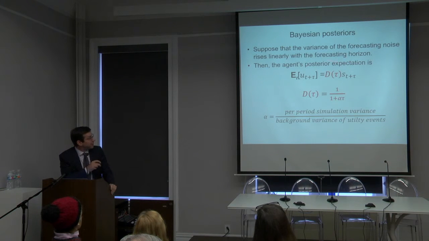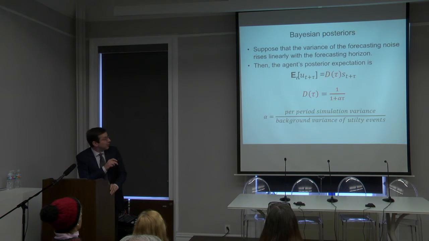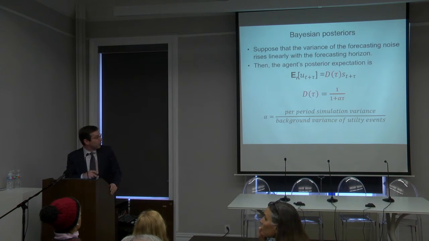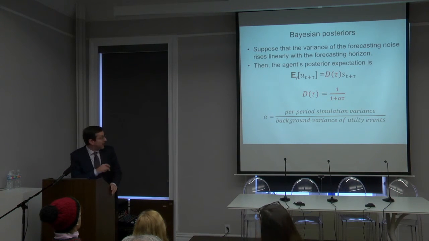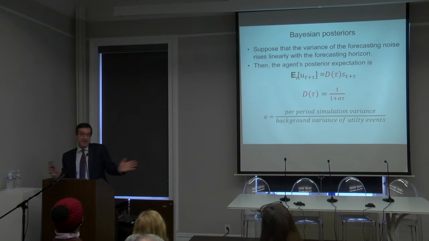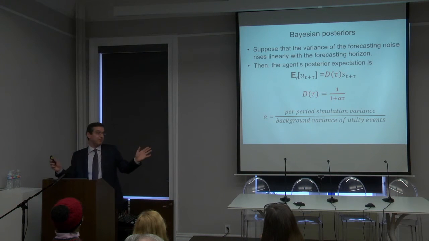Your expectation of the value of those utils will be discounted optimally by a discount function d of tau, which takes precisely this hyperboloid form. The discount function that you'll have is 1 over 1 plus alpha tau, where alpha is the per period simulation variance, divided by the background variance of utility events in your environment. So you'll be a hyperbolic discounter for perfectly rational Bayesian reasons.